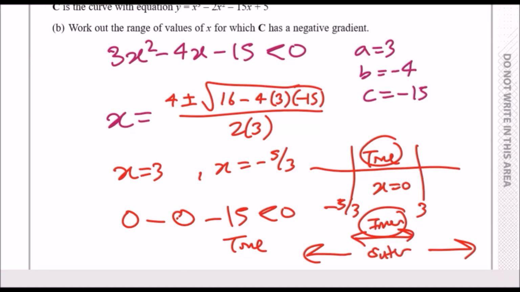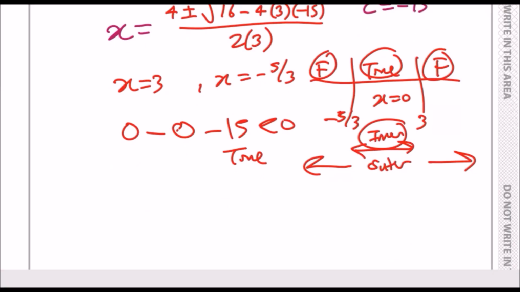I know this because if I put a value less than minus 5 over 3 or bigger than 3, like 10, that will be false. You can test it and you'll get the result. But the bottom line is, just check the middle. If it's true, then it's inner. If it's false, then it's outer. And that's it. So the solution is x is between the inner results, minus 5 over 3 and 3. And that's it, guys. That's all you literally need to know.